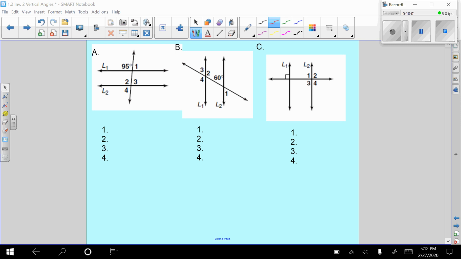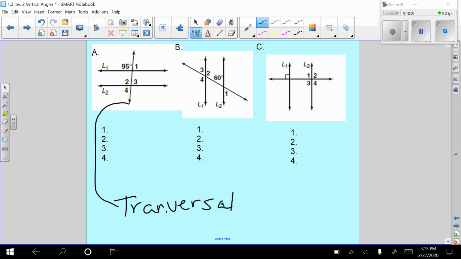Okay, now let's look at these. They look more complicated than they are. They're two parallel lines split by another line. That line that's splitting them is called a transversal. This line is called your transversal. Just a fancy word to say I cut two parallel lines someplace. Now I have to determine what the measurements are.